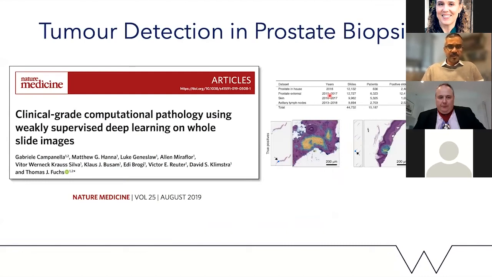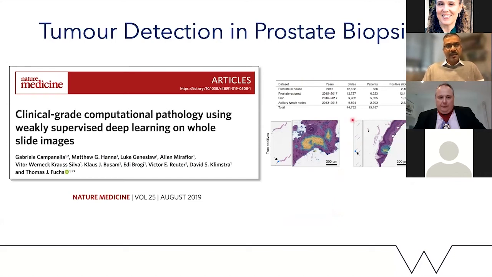And this paper was already mentioned, on tumor detection in prostate biopsies. This was a paper from Memorial Sloan Kettering on clinical grade algorithms for detection of tumor in prostate biopsies, but also in breast, lymph node, and skin as well.